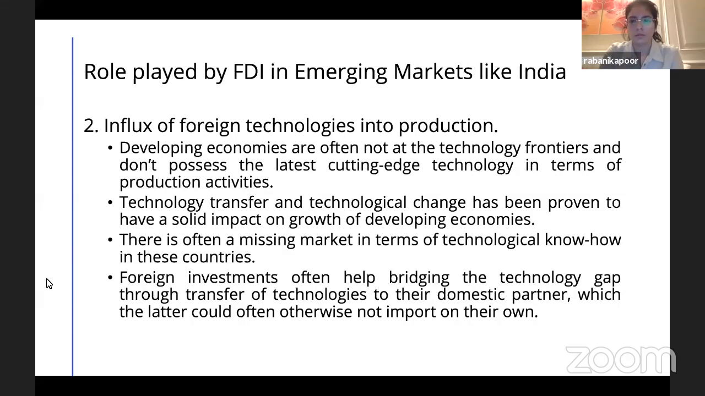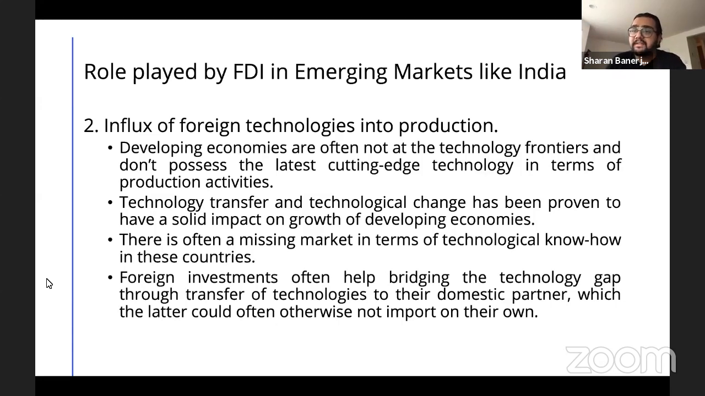As an emerging market, as a developing economy, because of the fund crunch and other reasons in terms of capital and domestic technology, you might not be at the forefront, or you might not possess some of the cutting edge technology that is dominant in the rest of the world. Technological transfer and technical change allows you to look at these impacts on developing economies. And there is always a missing market in terms of technological know-how in these countries. In India, we don't invest a lot as a government on R&D. Historically, we haven't done that.